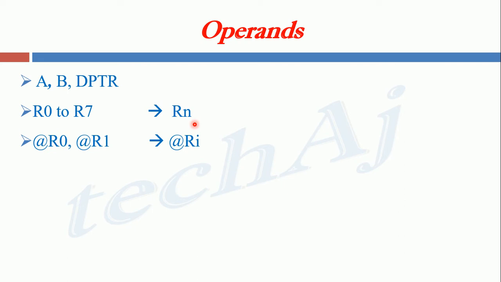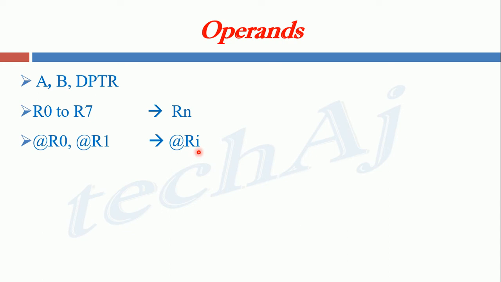The operand may be any address pointer register. In 8051, R0 and R1 are used as the address pointers, which are represented by using the @ sign. These two registers can be referred to as @Ri in the instruction set.